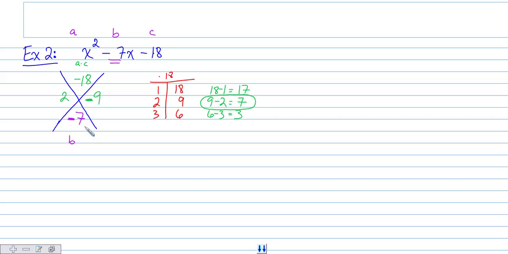Okay? So, now that we have the two factors on the outside that give us 18 and they add to 7, we now write our two parentheses. And you get an x here and an x here. And then what kind of 2 is this? It's a positive 2. And what kind of 9 is that? It's a negative 9. And these become our factors of x squared minus 7x minus 18.